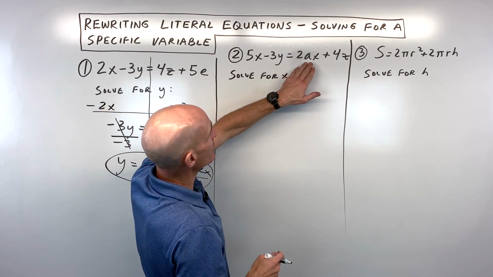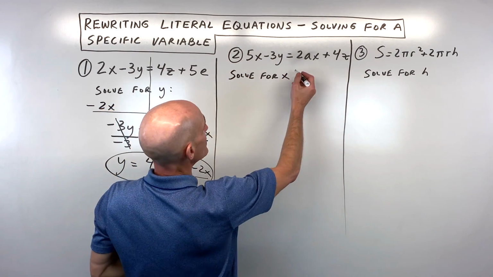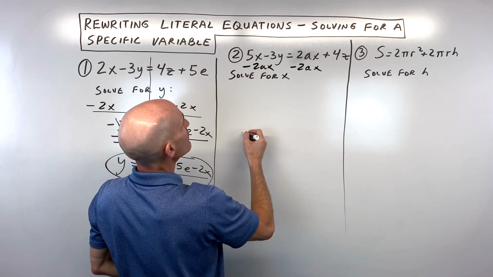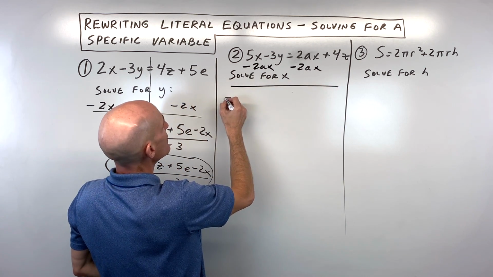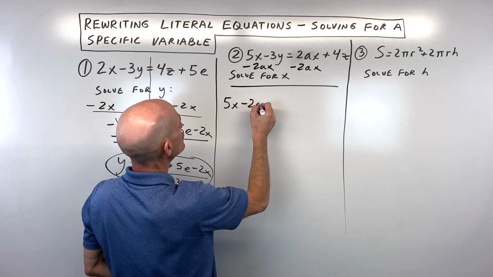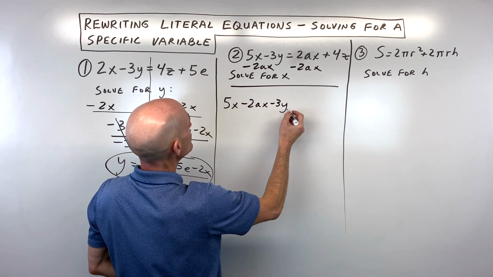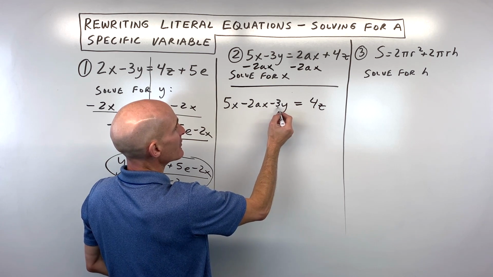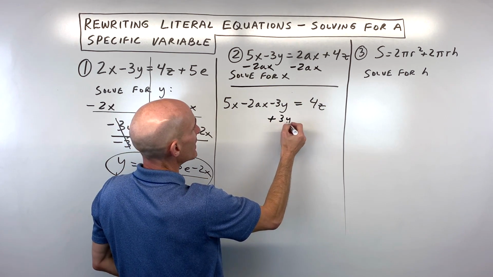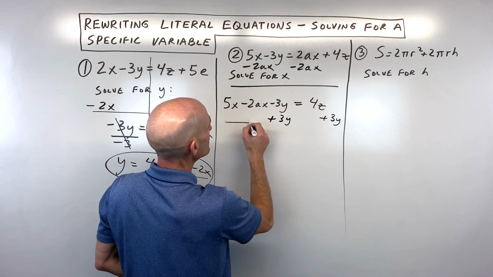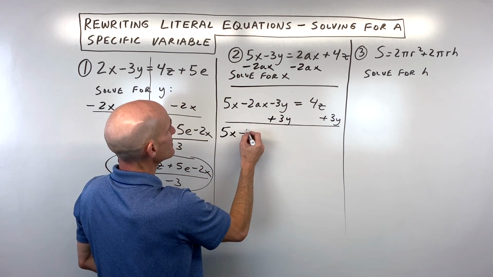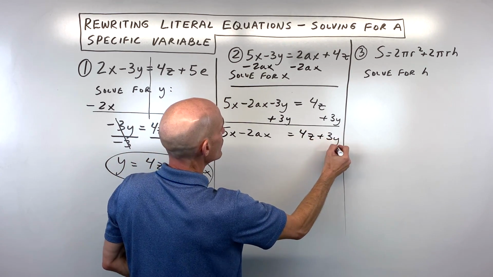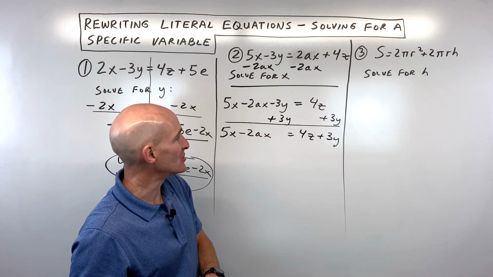So let's go ahead and get everything that has an x on the left side of the equation. The way I would do that is I would subtract 2ax from both sides. So if we do that, that comes out to 5x minus 2ax minus 3y equals 4z. Now we want to get this term that doesn't have an x in it to the other side by doing the opposite. So we're going to add 3y to both sides, and that gives us 5x minus 2ax equals 4z plus 3y. I usually put a little line through my z so it doesn't look like a 2.